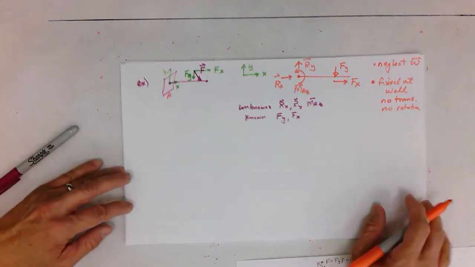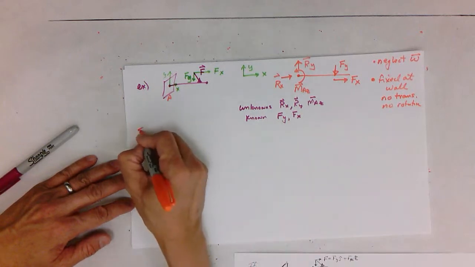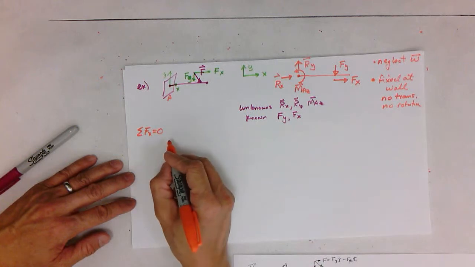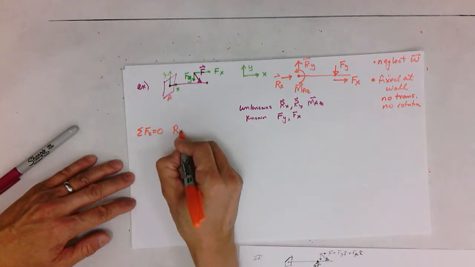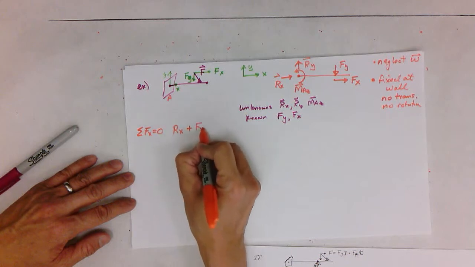All right, so let's apply the equations of equilibrium and see if we can solve for these three unknowns. Recall we're going to sum the forces in the x direction. So that's going to be Rx plus Fx equals 0.